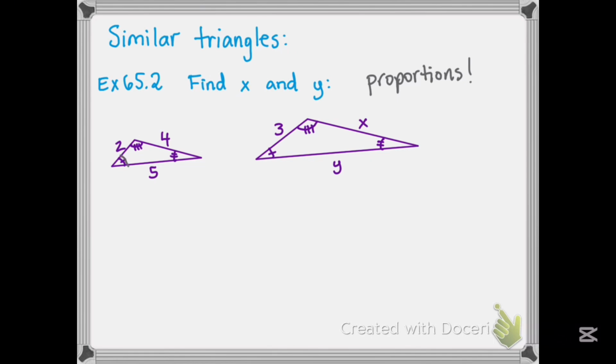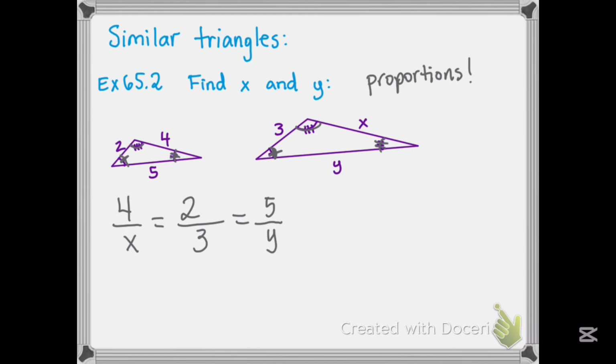This angle that has only one mark is opposite to 4, so I'm going to put 4. And then this angle that has only one mark is opposite to x, so I'll put 4/x. Then the one that has two lines is 2. And in this case, the one opposite to 2 lines is 3. And finally, the one opposite to 3 lines is 5. And the one opposite here to 3 lines is y.